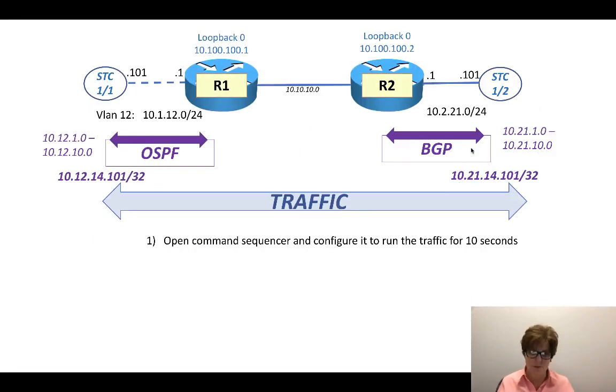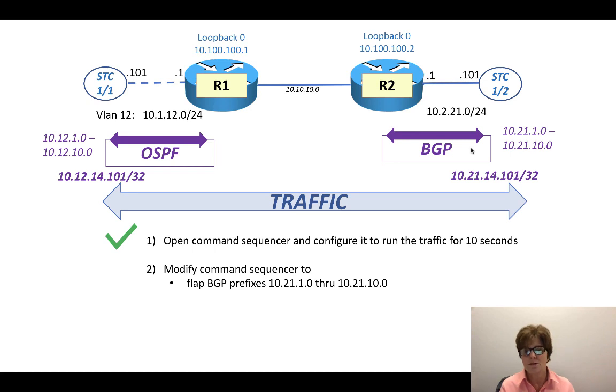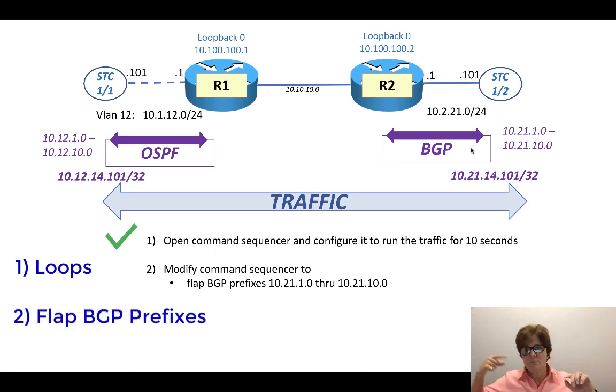Now the next thing we're supposed to do is modify the command sequencer. So I'm going to be showing two things at the same time. I'm going to be demonstrating something in the command sequencer that people tend to do a lot. One of the reasons why people use the command sequencer is doing loops, multiple sequences of the same thing. You can also save iteration results and stuff like that. But I'm going to introduce you to loops without doing all that stuff. So we're going to loop and we're going to flap the BGP prefixes.